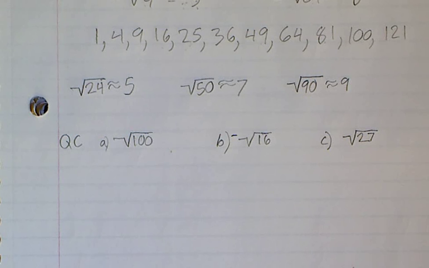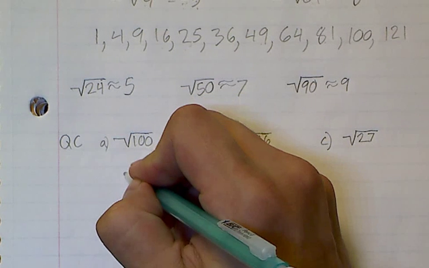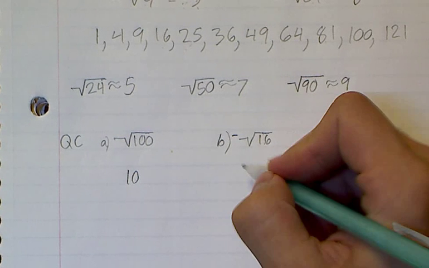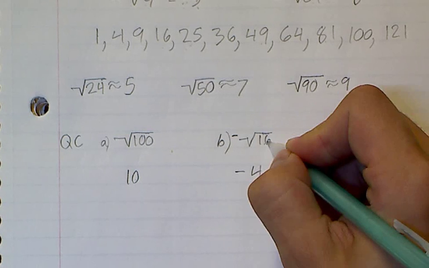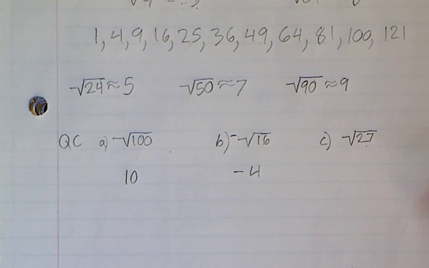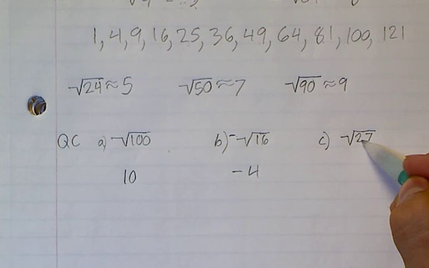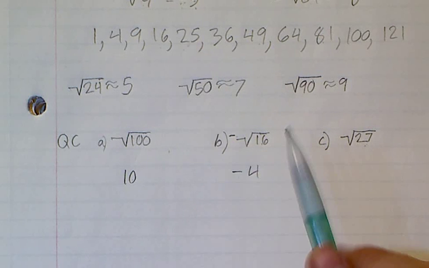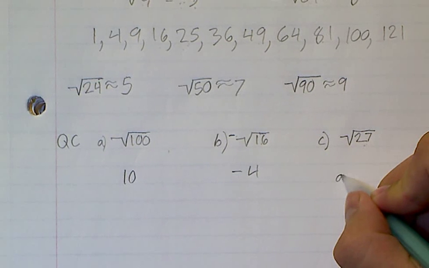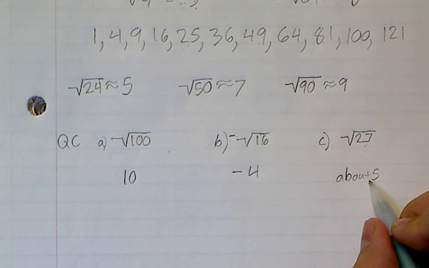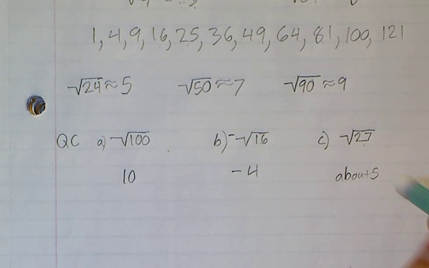All right, let's see if you got the right answers. The answer for A would be 10, because 10 times 10 equals 100. The answer for this one, because it's negative, would be negative 4, because 4 times 4 is 16, and the negative symbol comes with it. And this one, it's not a perfect square. You were told to estimate to the nearest integer. What's the nearest perfect square it's close to? Well, that would be 25. What's the square root of 25? 5. So the answer for this is about 5.